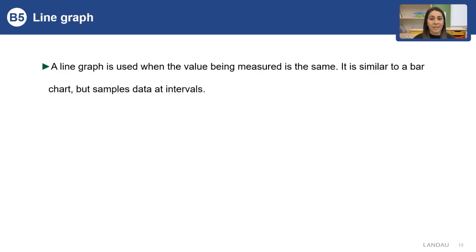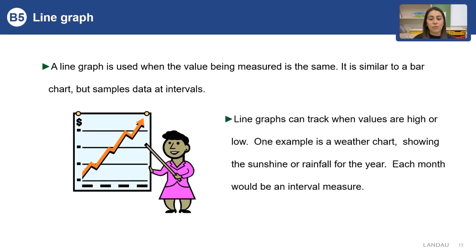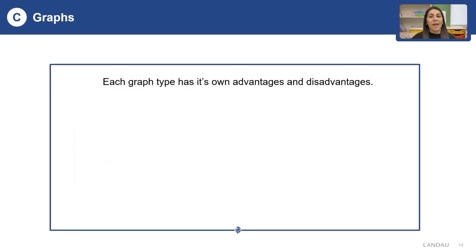Another way of representing the data is the line graph. The line graph can track when values are high or low. For instance, we can have the weather chart showing the sunshine or rainfall for the year. This line graph will show when the sunshine or rainfall is high or low during the year. Business use line graph to track their sales. Each type of graph has its own advantages and disadvantages.